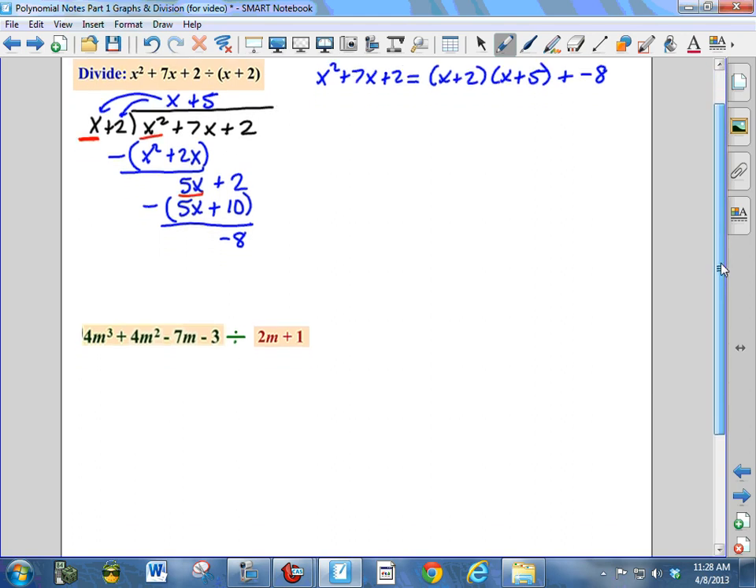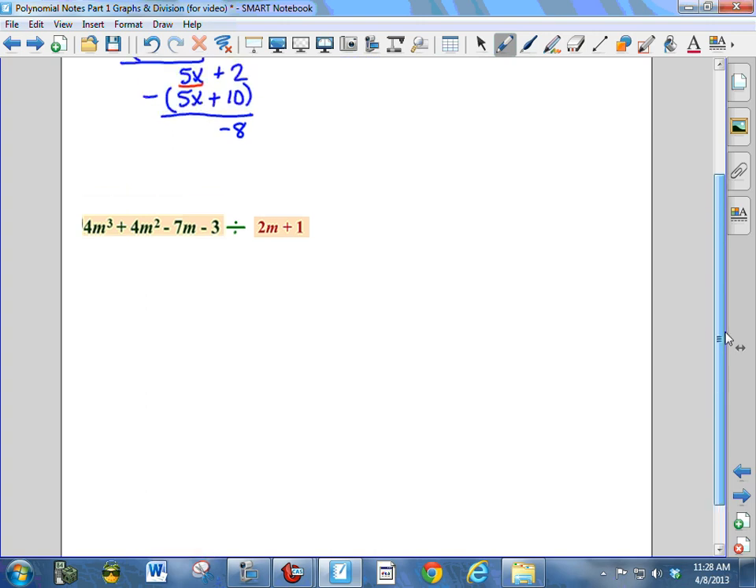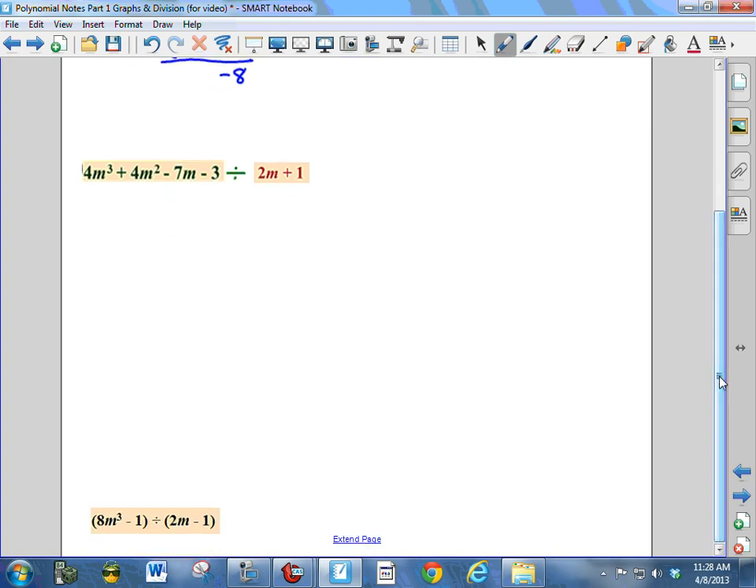Okay, the next one, 4m cubed plus 4m squared minus 7m minus 3 divided by 2m plus 1. The difference in here is that my first term is not just an x. In fact, it's not an x at all, it's an m, but it has a coefficient in front of it.